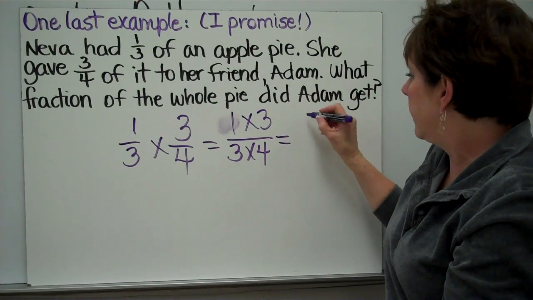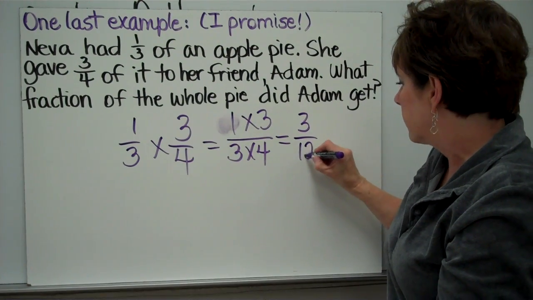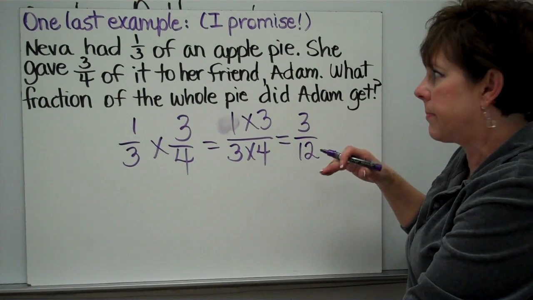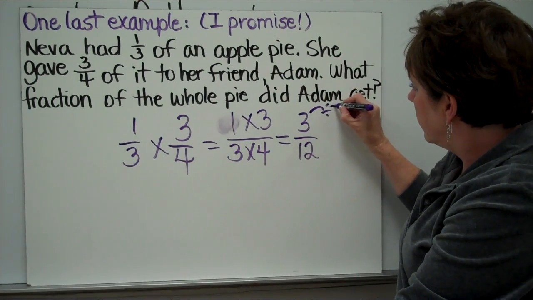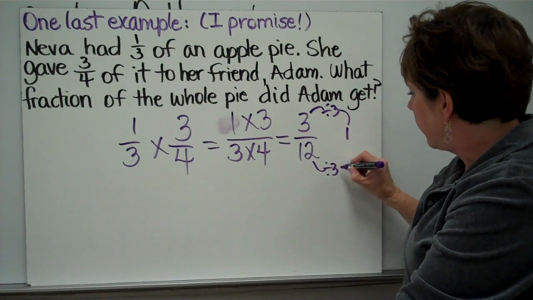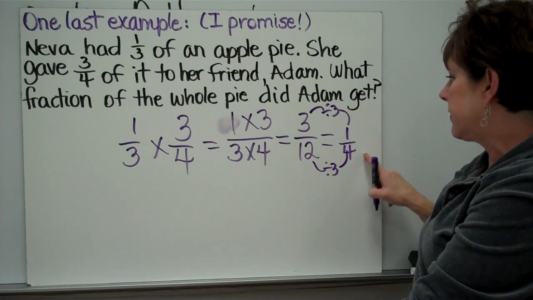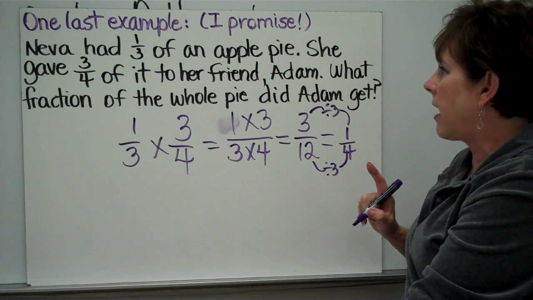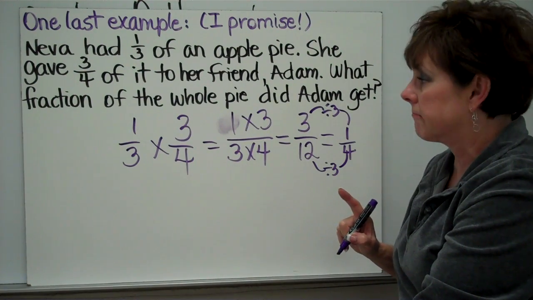1 times 3 is 3. 3 times 4 is 12. That can be simplified. That's not already in simplest form. Both of these can be divided by 3. 3 divided by 3 is 1. 12 divided by 3 is 4. So 3/12 is equal to 1/4. How much did Adam get? He got a fourth of the whole pie, which is smaller than a third.